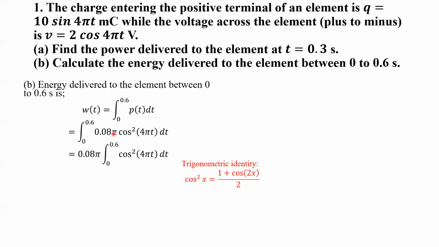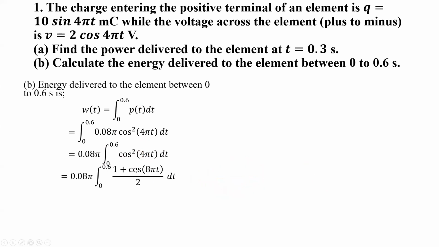We'll use this identity and convert this into summation form. Here it becomes 1 plus cos 8 pi t divided by 2. This is the expression we got based on that trigonometric identity. Now we can separate these terms, and we can even take this 2 out of the whole term. So now for the 1, it's the integration of dt, and for the remaining term, the integration of cos 8 pi t.